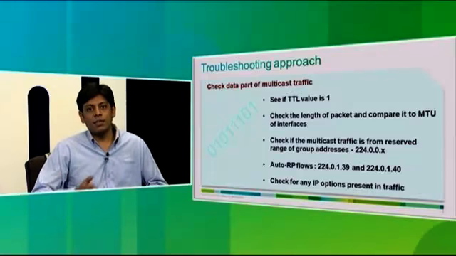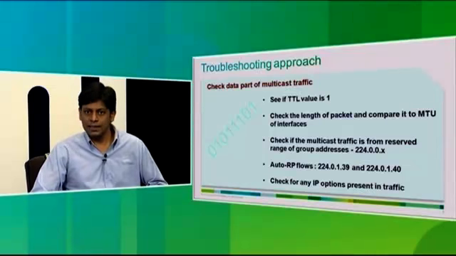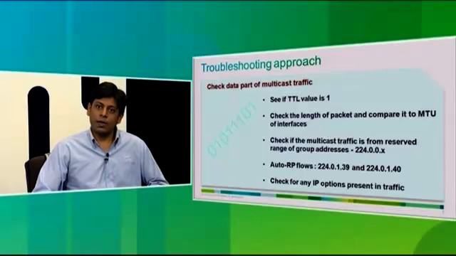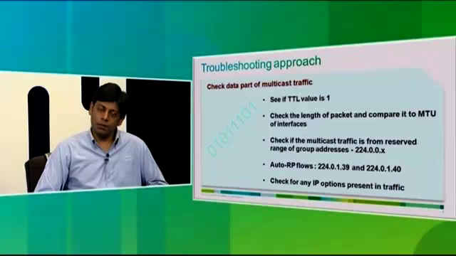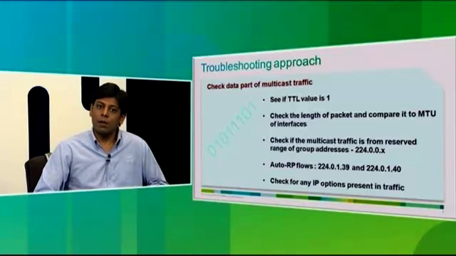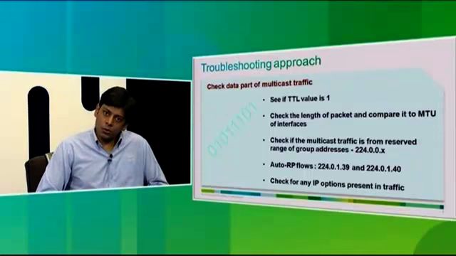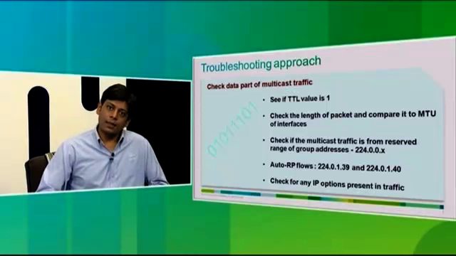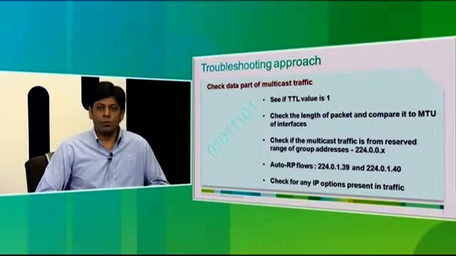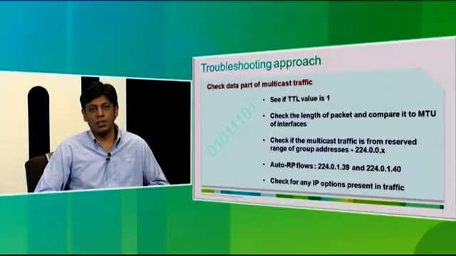Similarly, you can check if the destination IP of the packet is in the reserved range, that is 224.0.0.x, or if it's an auto-RP group, that is 224.0.1.39 or 224.0.1.40. This would be expected traffic. But if you see it at a very high bandwidth, then it could be an attack, and we need to figure out which source is sending this traffic, and we need to shut that source down. If you have IP options present in any unicast or multicast stream, then that traffic would also be software switched. We do not support processing of IP options in hardware.